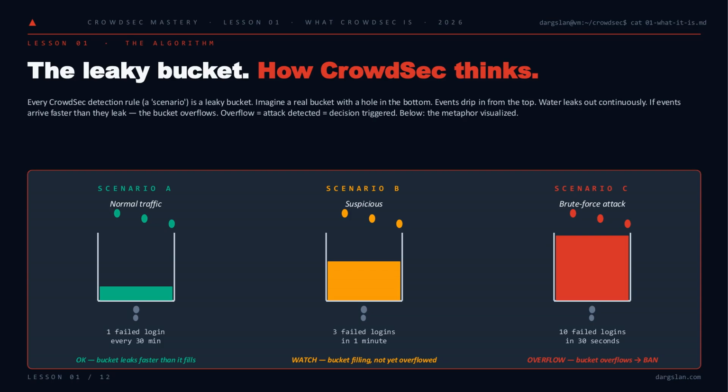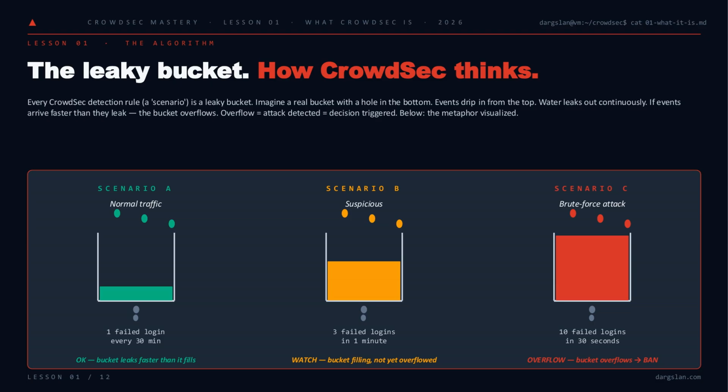With a beautifully simple data structure called a leaky bucket. Picture a bucket with a hole in the bottom. Every event, say a failed login, drops in as water from above and water continuously leaks out. One failed login every 30 minutes? The bucket leaks faster than it fills.